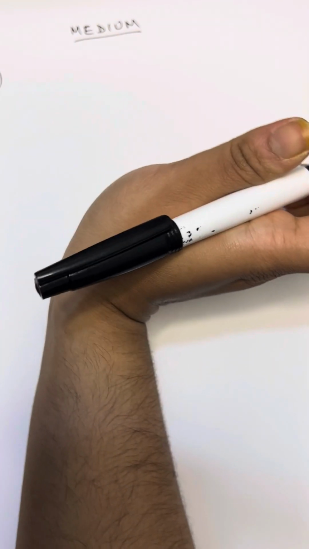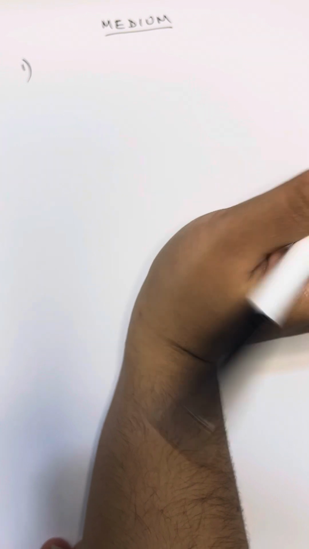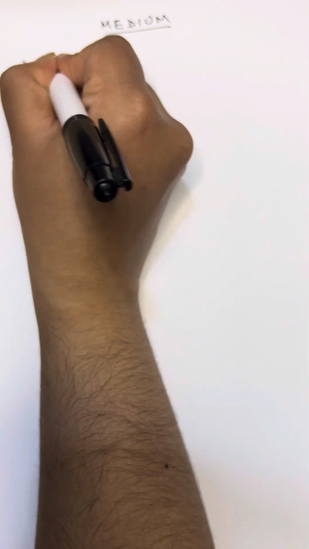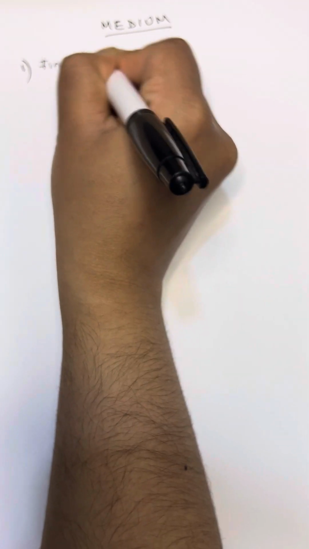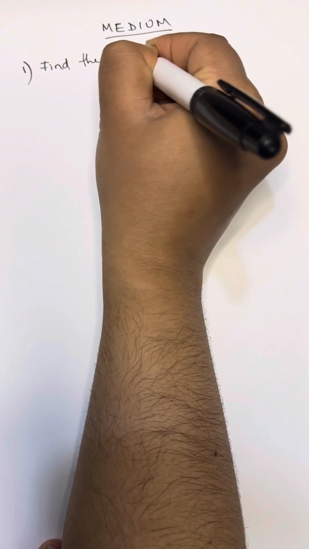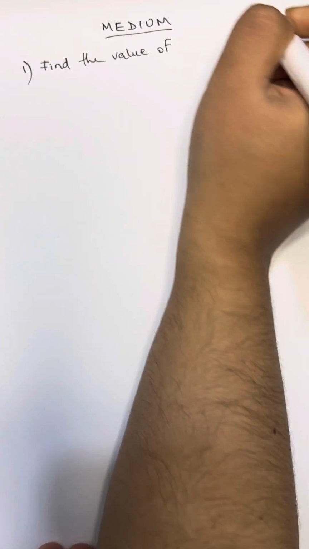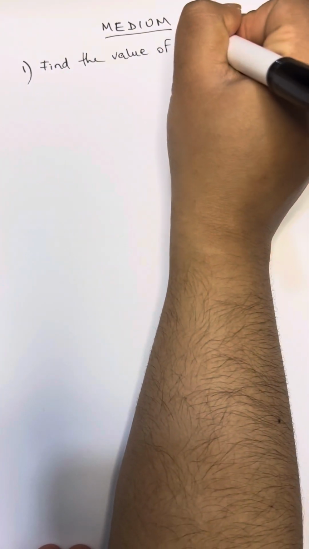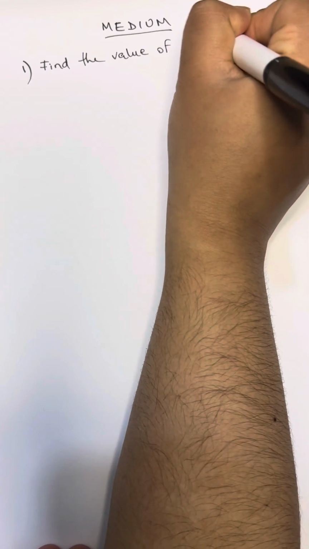In the last video, we've learned some simple indices questions, how to solve them. Now this is the medium level that we're going to go through: find the value of 8 to the power of minus 2 over 3.